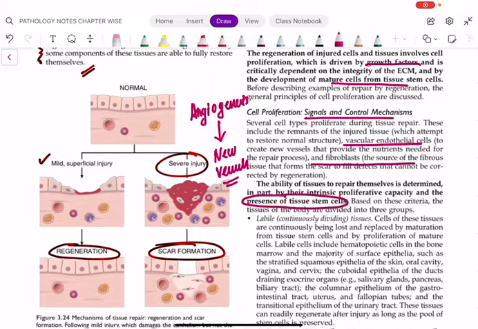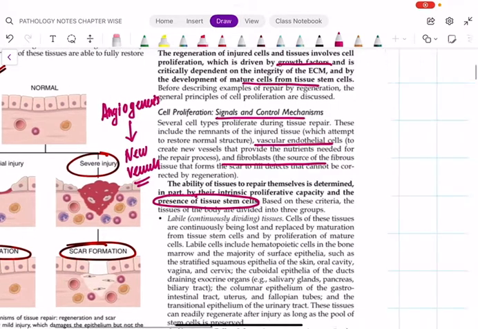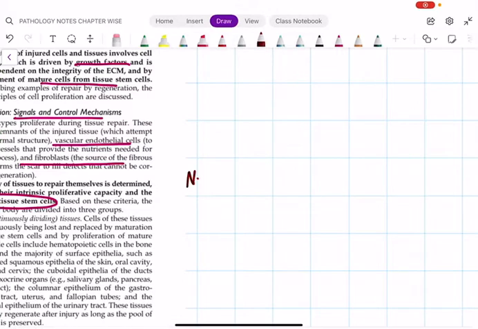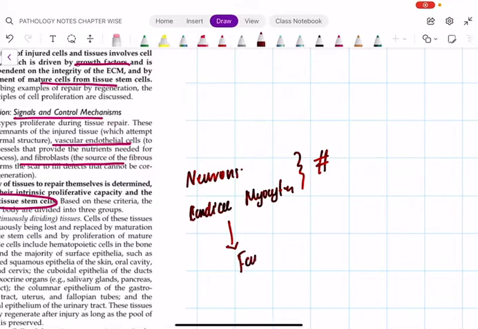tissue stem cells. See, not all the cells in our body can undergo regeneration. For example, please consider neurons, cardiac myocytes. Fine. When they undergo injury, I am writing hash for injury. What happens? They fail to regenerate. That is why we say neuronal injury, or in case of myocardial infarction, the patient will be unable to recover very soon. Am I right?